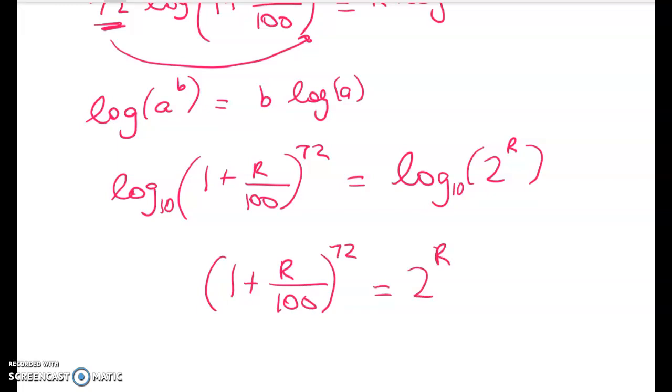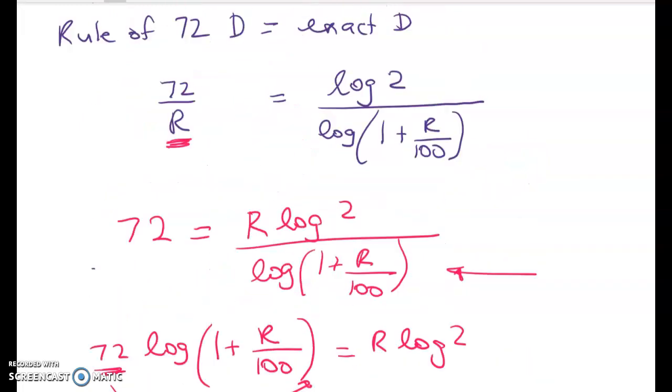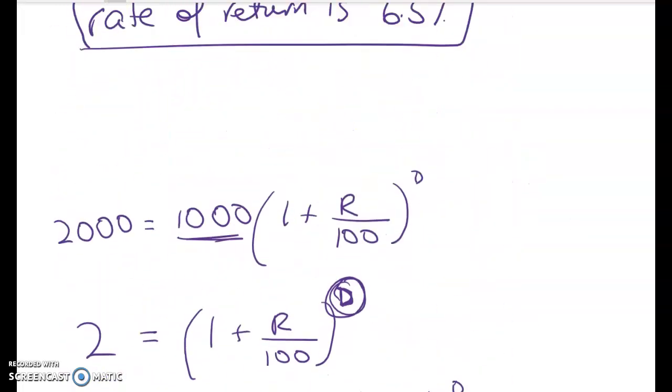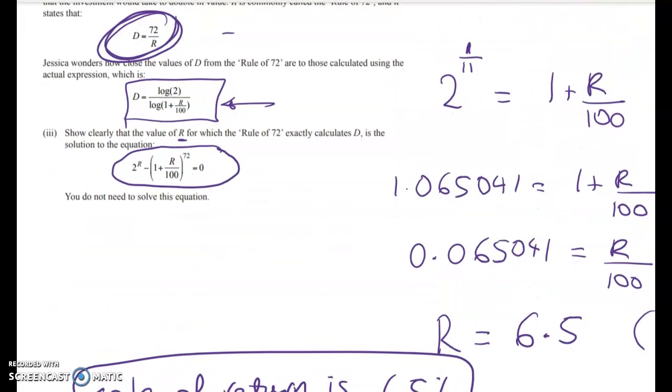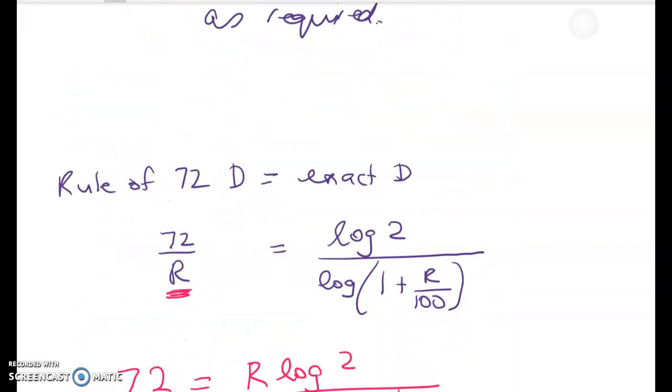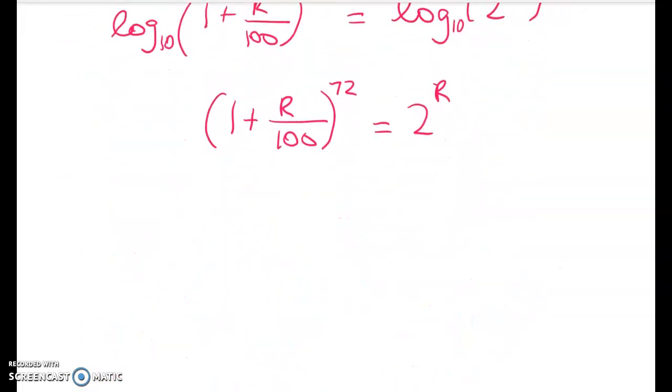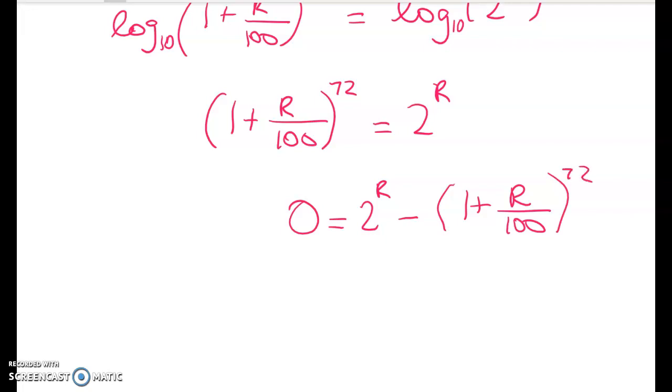Now let's look, because we're getting incredibly close to what we need to show. We need to show that it fits this equation. So look, we're just about there. We just have to subtract that term from both sides. Okay, so 0 is equal to 2 to the r minus 1 plus r over 100 to the power of 72, as required.